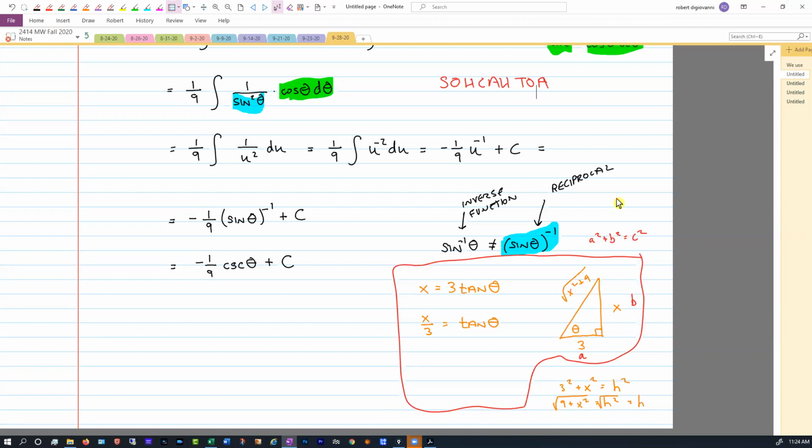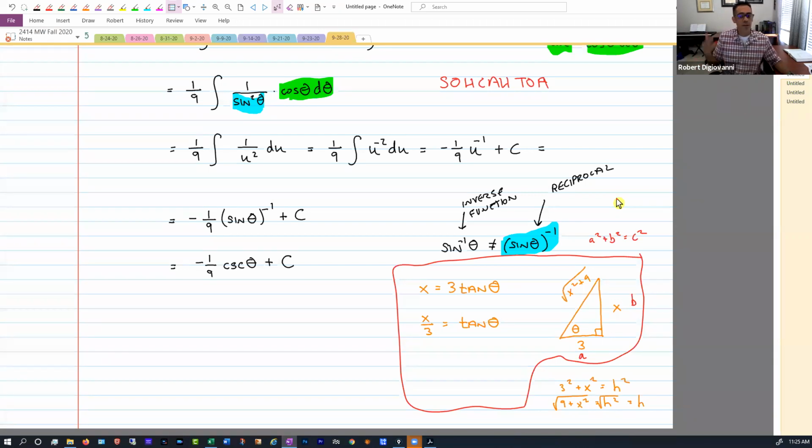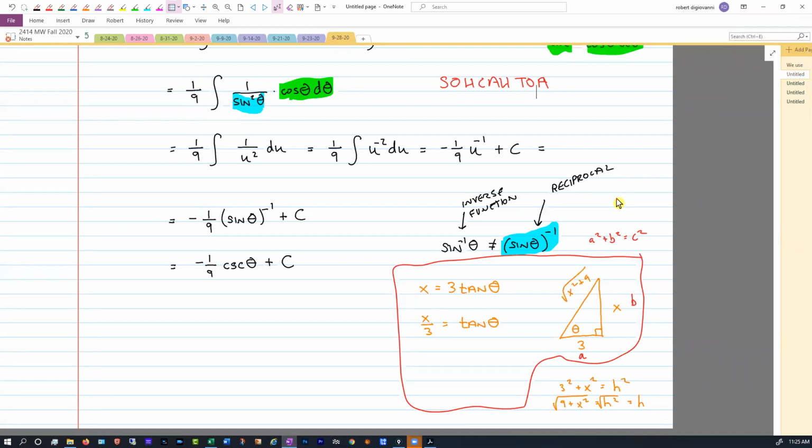Now, if you know what sine, cosine, and tangent are, you also know what the reciprocals are. You know what cosecant is, you know what secant is, and you know what cotangent is, because it's just those answers flipped over, right? Yeah, we can get all the reciprocals from this.